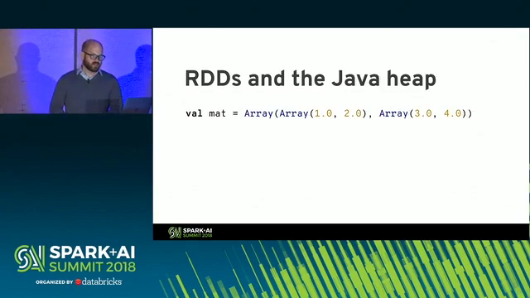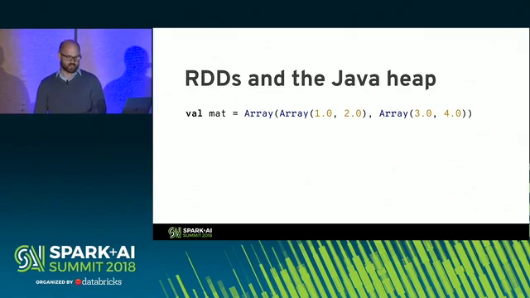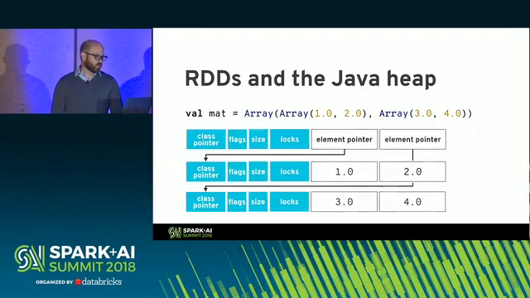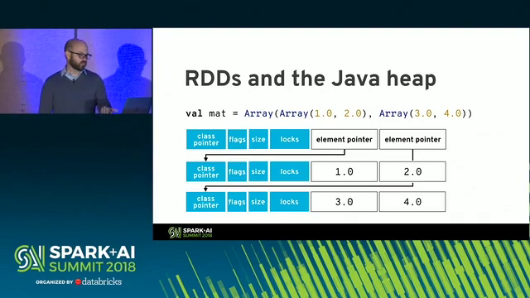So another advantage of RDDs is that they'll operate on arbitrary JVM objects, like this naive encoding of a 2x2 matrix. But this also turns out to be a disadvantage of RDDs because of how this collection actually gets stored in the Java heap. So let's look at that now. We have an array containing pointers to two other arrays. So we have three objects, each of which has an object header consisting of a class pointer, various flags, a size field, and space for locks. And that outer array just contains pointers to the two inner arrays.